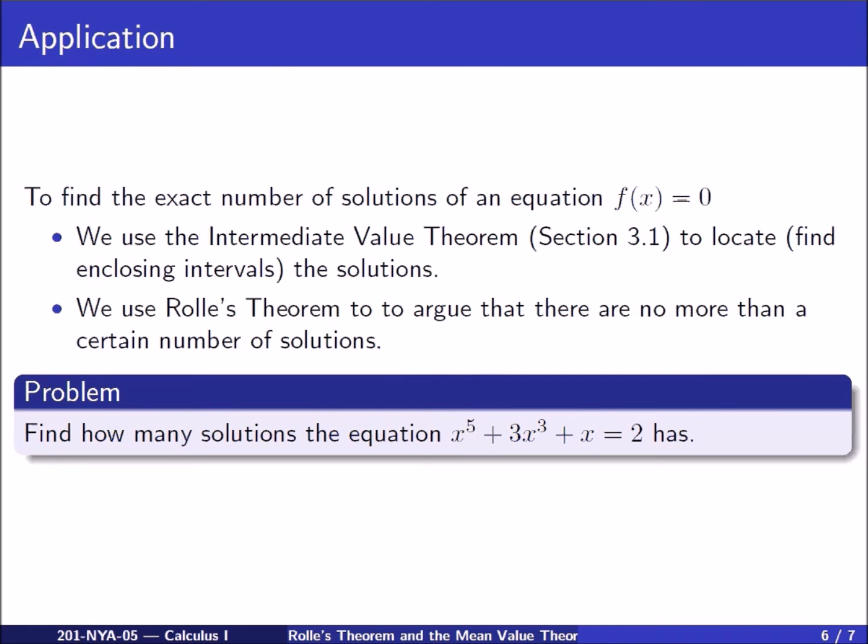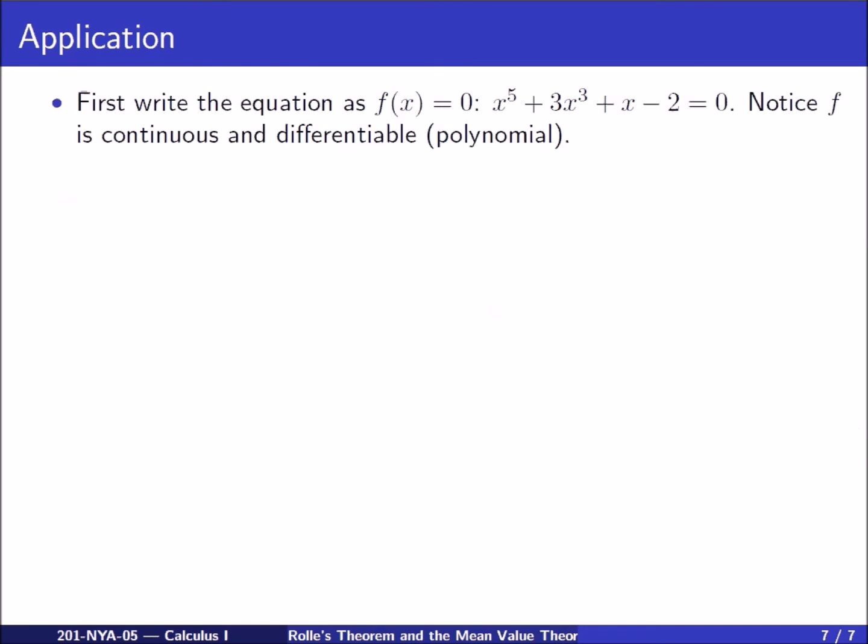So here's the following problem. Find how many solutions the equation x to the 5 plus 3x cubed plus x equals 2 has. So we first write the equation as f of x equals 0. That gives us x to the 5 plus 3x cubed plus x minus 2 equals 0, where f is the function on the left-hand side. And since it's a polynomial, we notice that it's continuous and differentiable. Therefore, we'll be able to apply Rolle's theorem to it if needed.